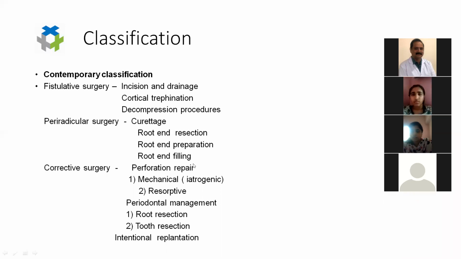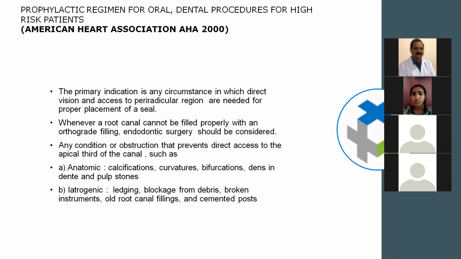Today we are also doing mostly corrective surgeries, like perforation repair. If you are not very familiar with the procedure, sometimes we create perforations, which are iatrogenic, and sometimes there is internal resorption or external resorption. We also do surgery for periodontal management and in cases of intentional reimplantation. This slide shows the indications, whether anatomic or iatrogenic.